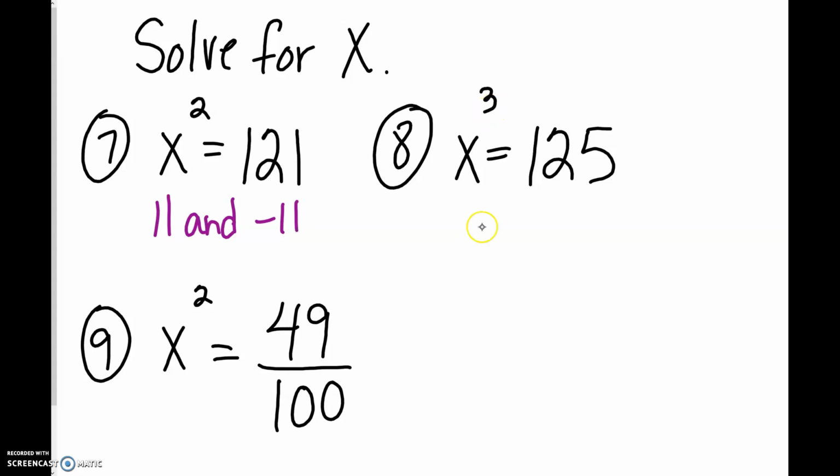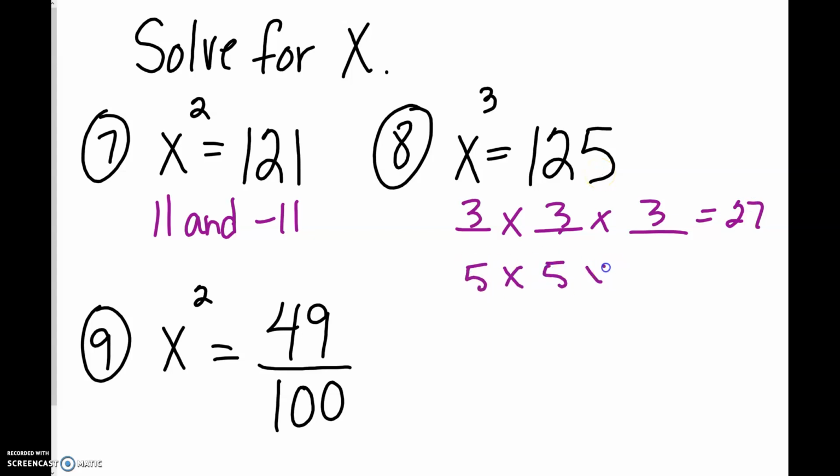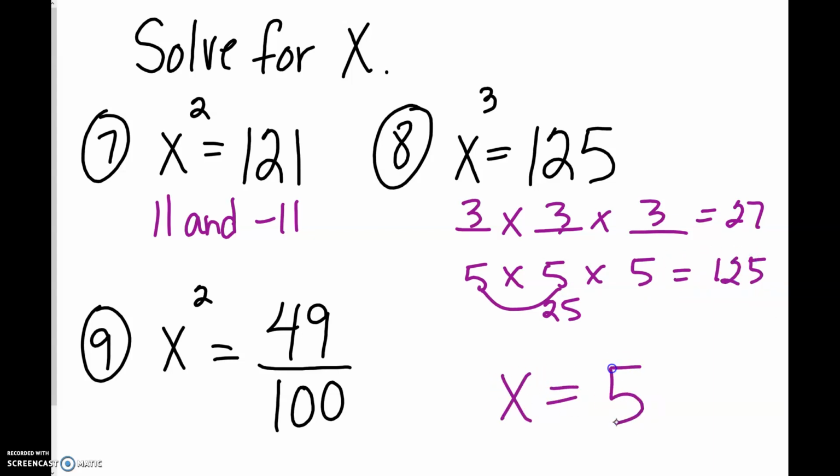Okay, this is a cube root, so this means the same number, and we have to have 3 of them. So if we take 3 times 3 times 3, what's this? 9, and 9 times 3 is 27. Well, that's nowhere near 125. So let's try 5 times 5 times 5. So 5 times 5 is 25. And now 25 times 5 is 125. So x must be 5.